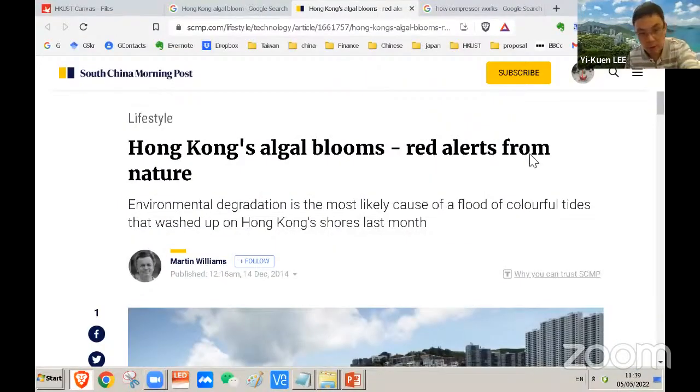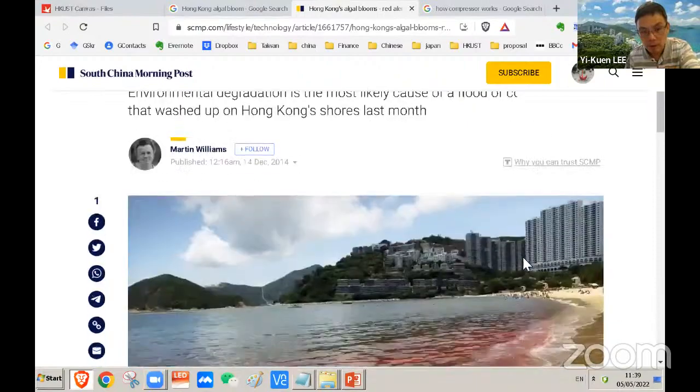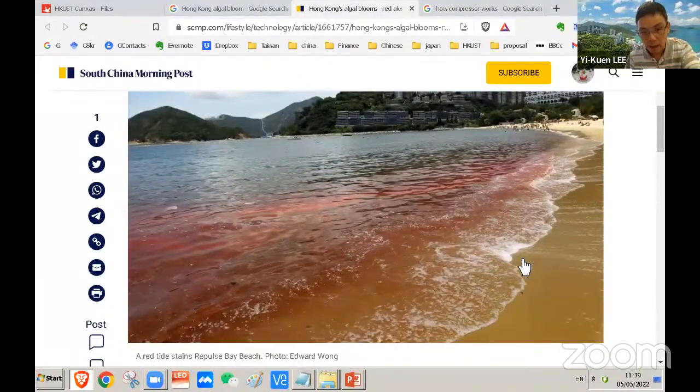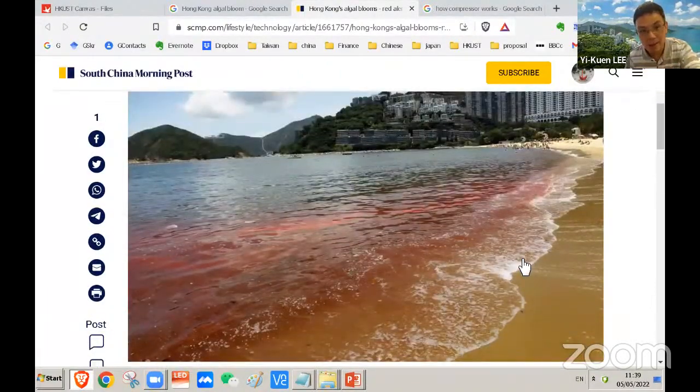Did you see this kind of problem in Hong Kong? I do think the Hong Kong government tries to monitor this kind of algal bloom, so locally it is actually an important issue. Let me quickly show you this. In Hong Kong, we do have algal blooms, and I believe maybe some of you have seen this happen.